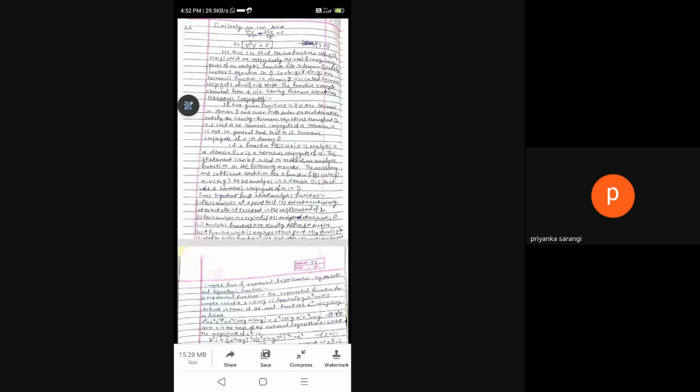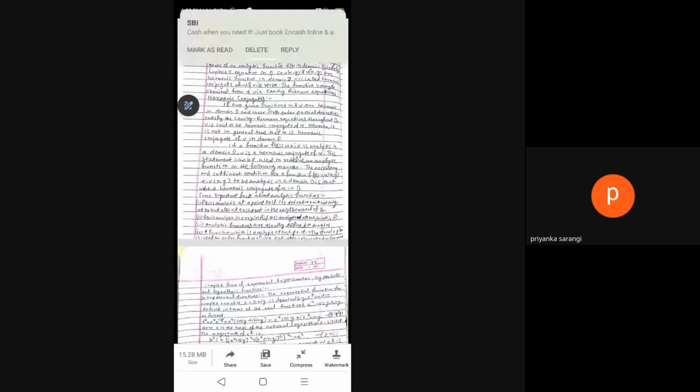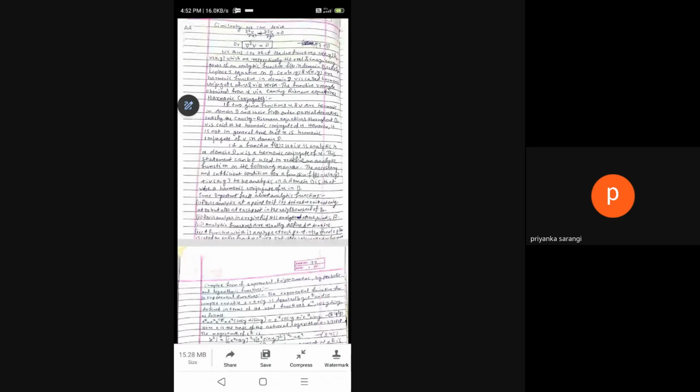This statement can be used to redefine an analytic function in the following manner. The necessary and sufficient condition for a function f(z) = u + iv, where u and v are functions of x, y, to be analytic in a domain D, is that v must be a harmonic conjugate of u in D.